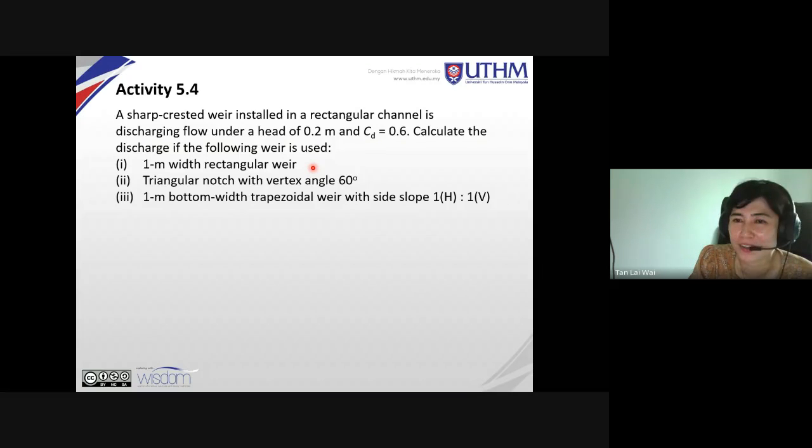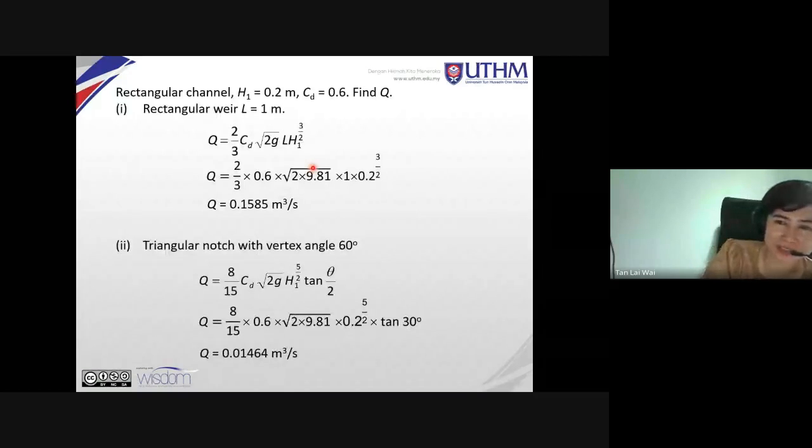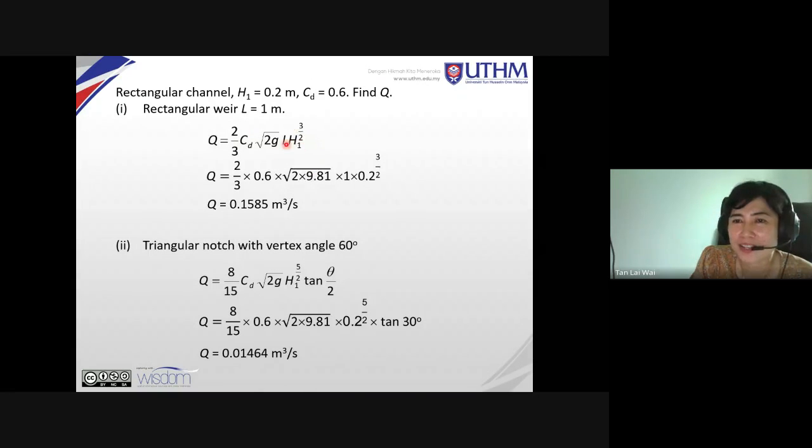Now do you still remember the equation? Q equals 2/3 CD square root 2g L H1 to the power 3/2. The head of flow H1 is 0.2. L is the width of the weir, and the coefficient of discharge is given as well. So straightforward, you apply the formula, you have it.